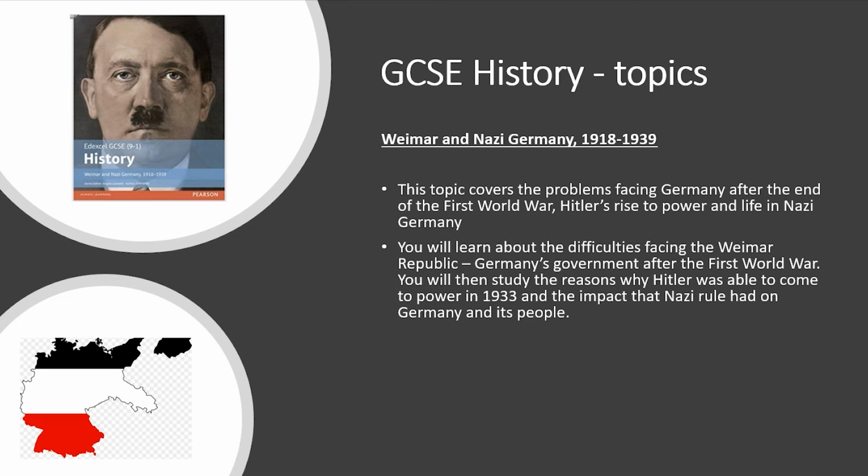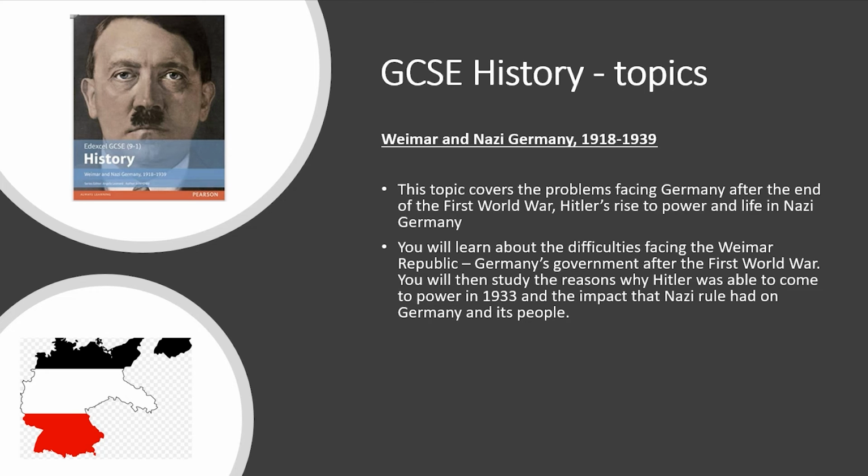So this topic covers the problems that were facing Germany after the end of the First World War. So we look at the government that Germany had between 1918 and 1933, which is the Weimar government. We look at how things went wrong for them, Hitler's rise to power. We look at life in Nazi Germany, the persecution of minorities and so on.